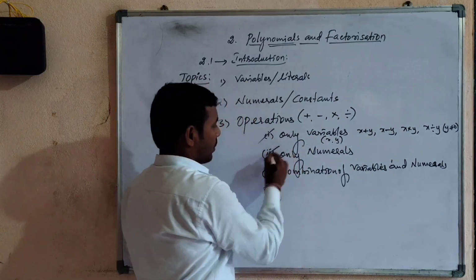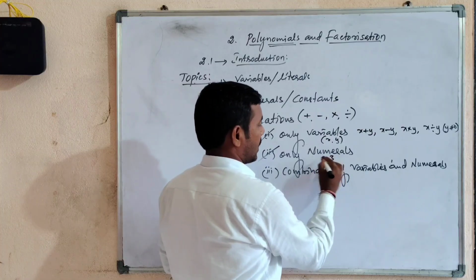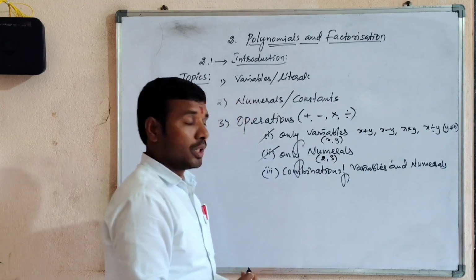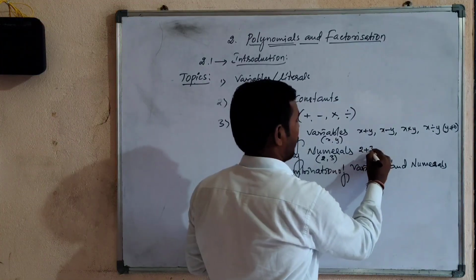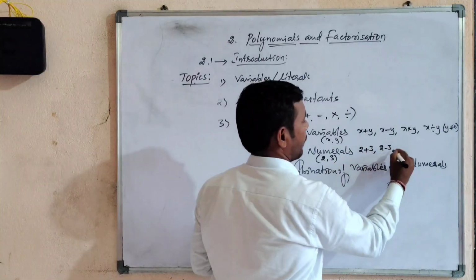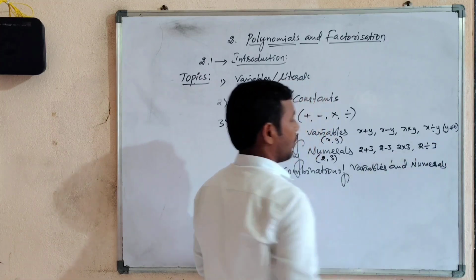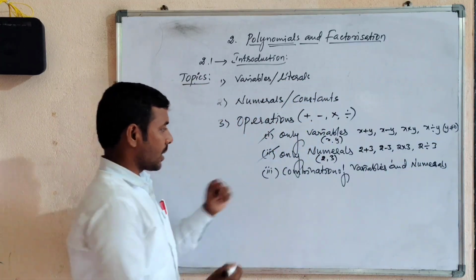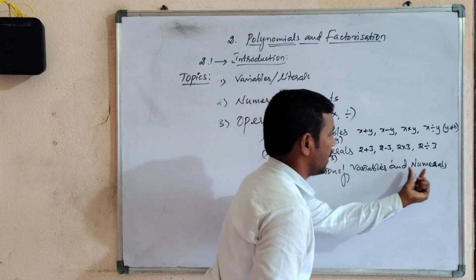Now second round, what to do? Take numerals. For example, 2 is one numeral, 3 is another numeral. Now just connect the operations: 2 plus 3, 2 minus 3, 2 into 3, 2 divided by 3. I got 4 more.